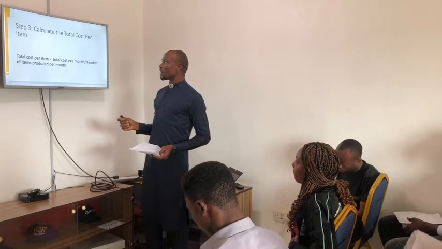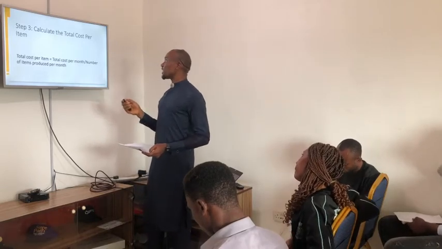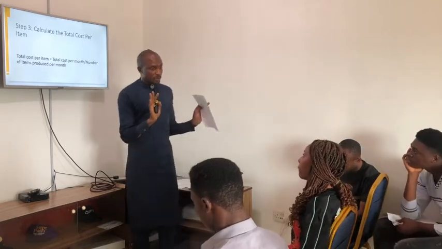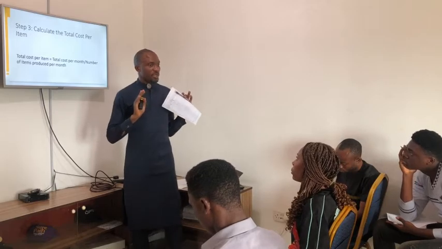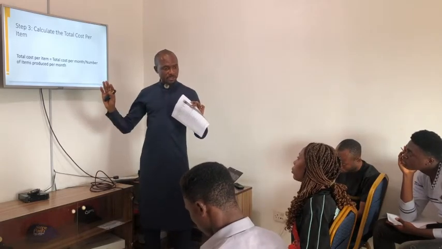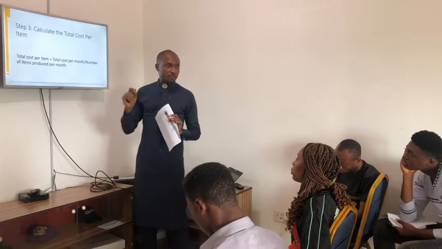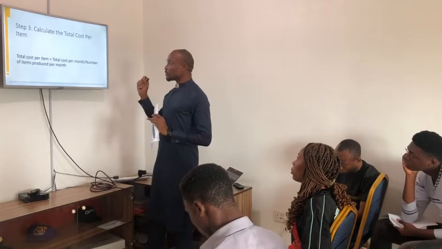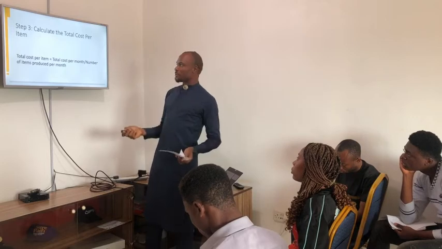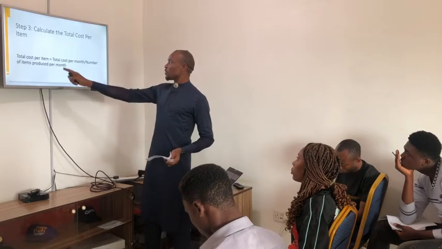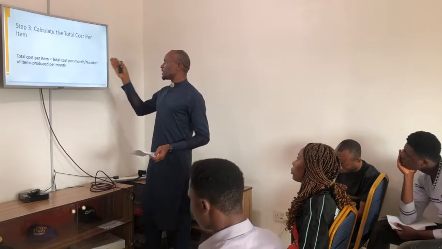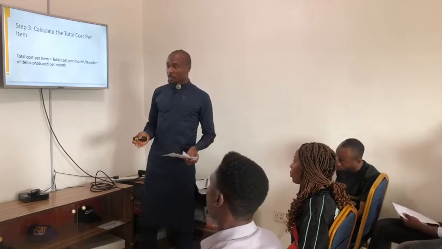And then the third and the final step is calculate the total cost per item. Remember, we don't know the cost per item. We only know the total cost, and we know the total number of items that we produced for the month. Now we want to know the cost per item, and it's very simple. Total cost per item equals total cost per month divided by number of items produced per month.